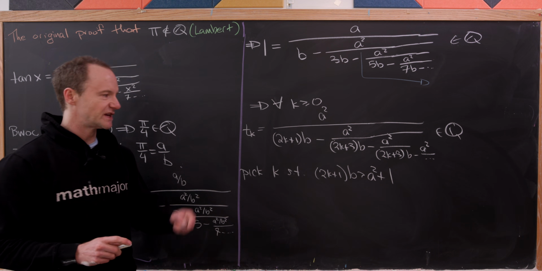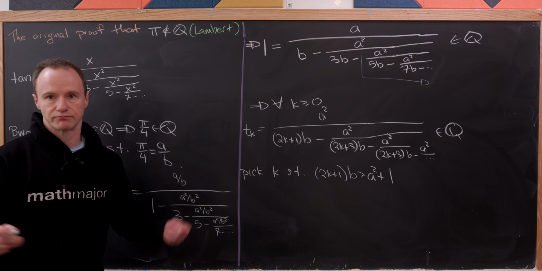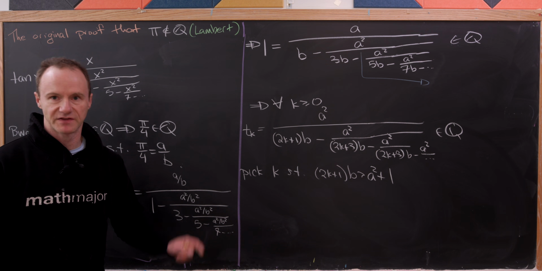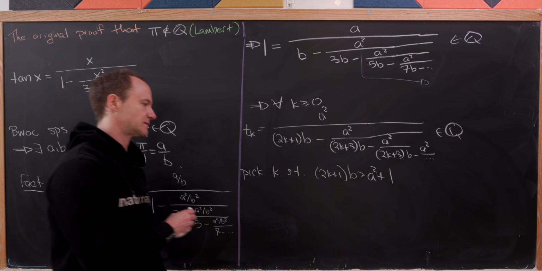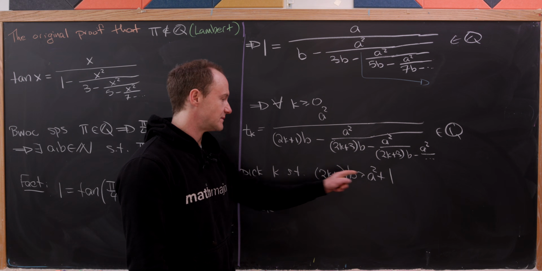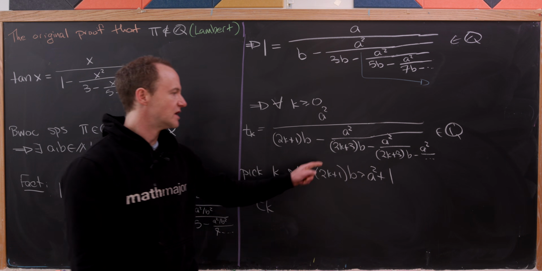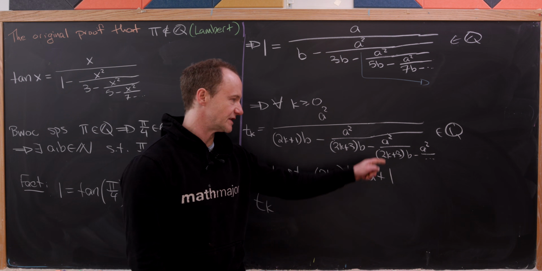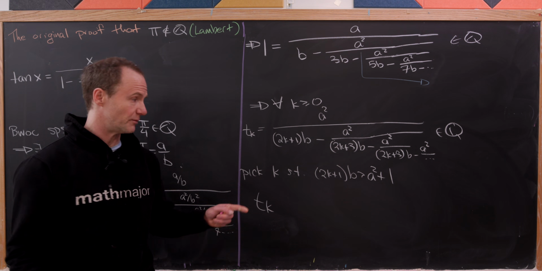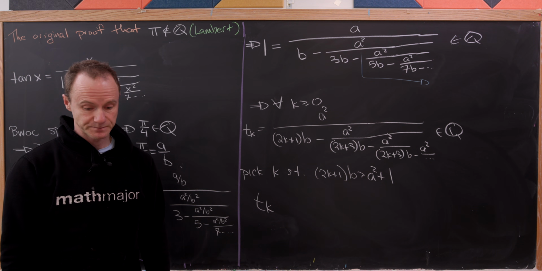So that's possible. We can just scale b until it gets larger than a squared plus 1. I think it's pretty clear that that is possible. But now if 2k plus 1 times b is bigger than a squared plus 1, so is 2k plus 3 times b and 2k plus 5 times b, because those are all bigger than 2k plus 1 times b.